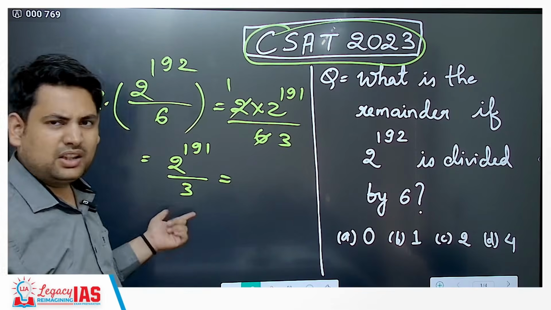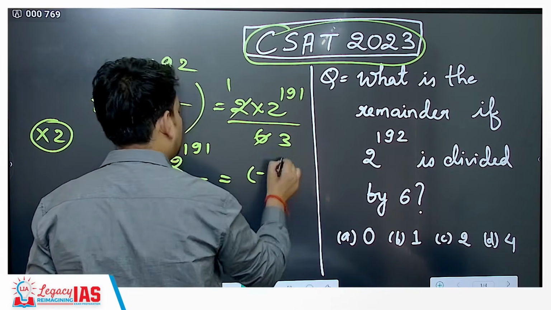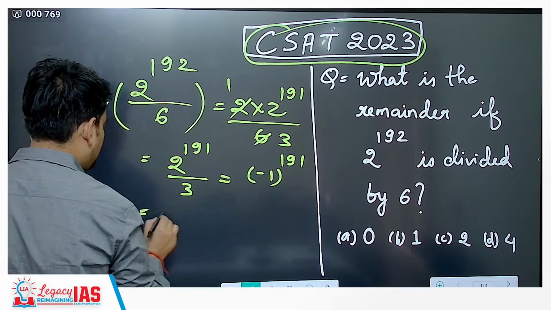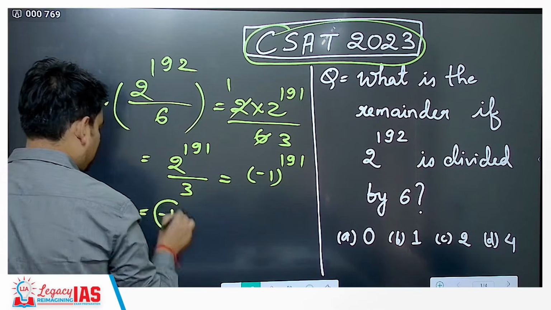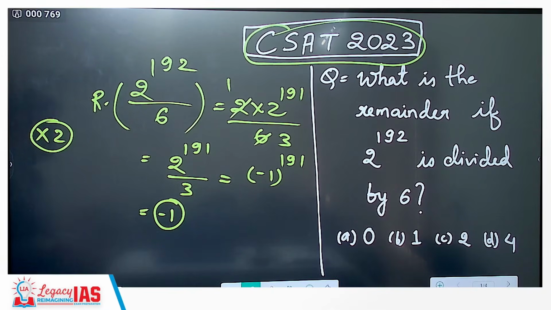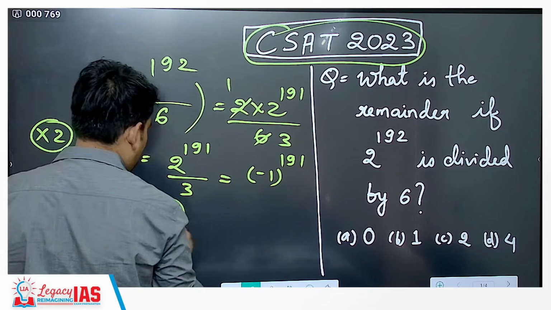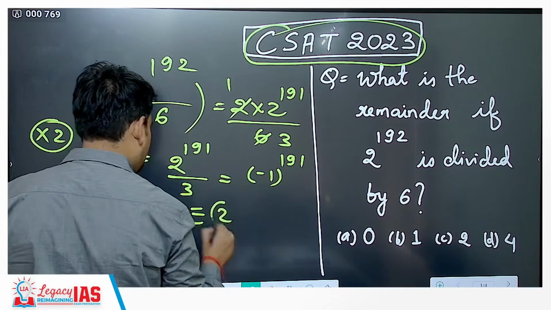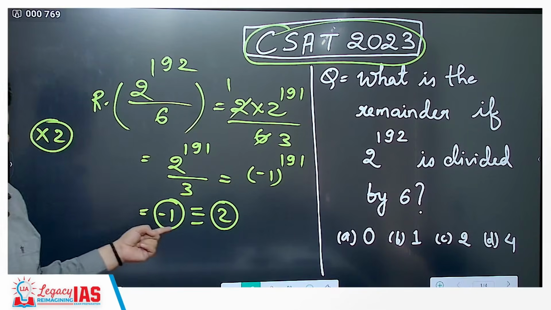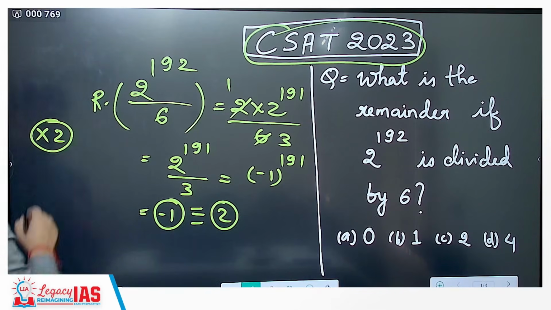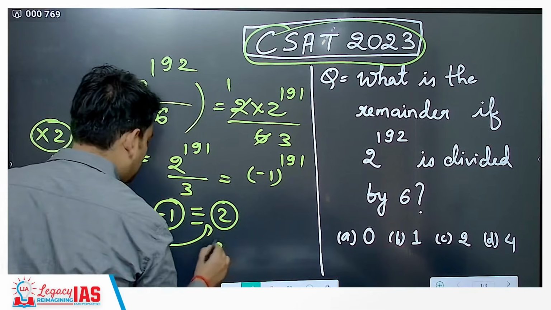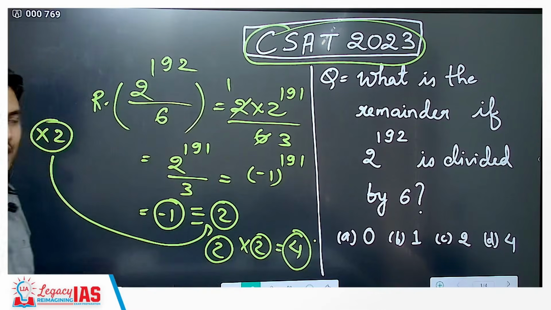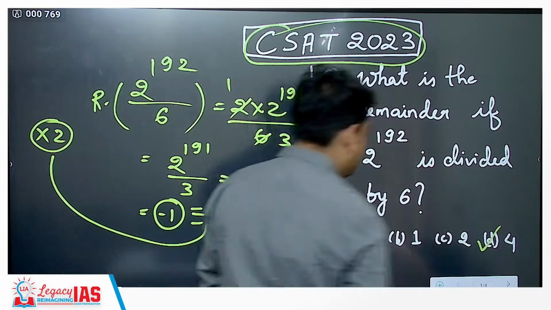Now 2 divided by 3 will give me a remainder of minus 1. Minus 1 power 191, anything odd to the power of minus 1, will give us a remainder of minus 1. Correct? Now a remainder of minus 1 in case of 3 would be equivalent to a remainder of 2. Now don't forget the one that you cancelled. So you multiply it back here. What you get is 2 into 2 equals 4. This is your final answer. So your answer would be 4.